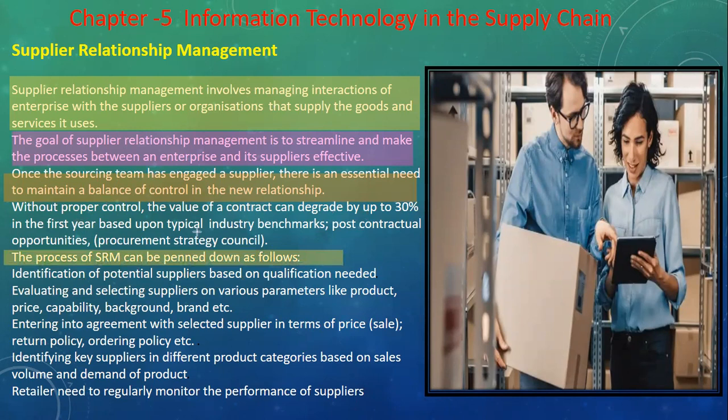So what are these points? The identification of the potential supplier based on the qualifications needed. You need to identify the potential supplier who is providing the right product, at the right time, and at the right quality. So you have to check this.